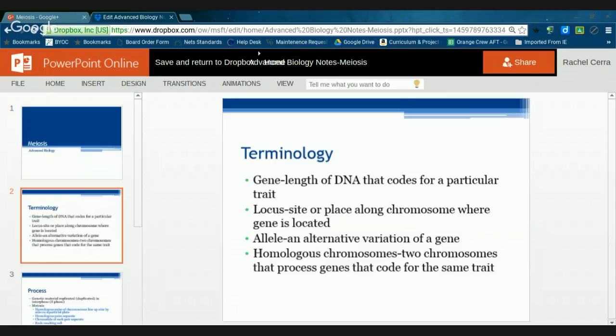An allele is the next word. Sorry, I was reading the wrong spot. It's the alternate variation of a gene. So the allele is the different version of that gene. So hair color has different alleles. You've got blonde alleles, brown alleles, red alleles.